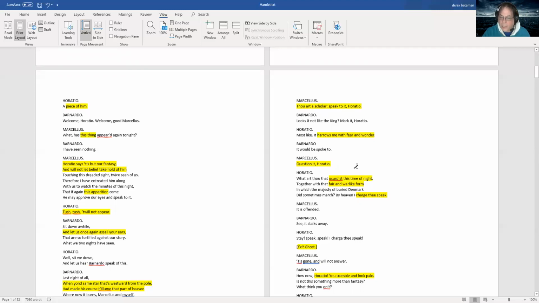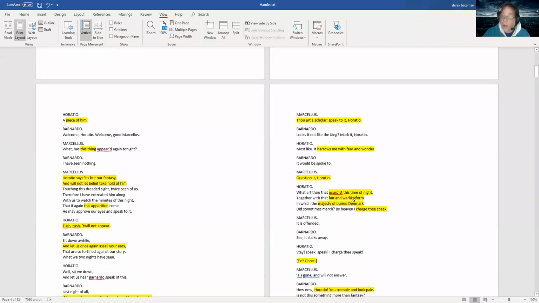So Horatio speaks. What art thou that usurpest this time of night, together with that fair and warlike form in which the majesty of buried Denmark did sometimes march? By heaven, I charge thee, speak. So the majesty of buried Denmark, the king they're referring to is the king of Denmark, a previous king, obviously, who's now dead.